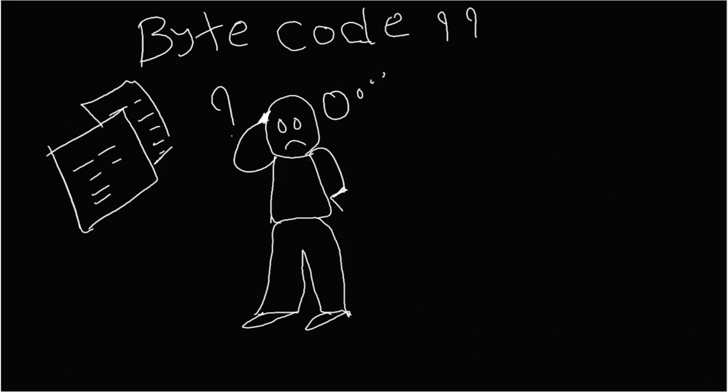So in the last video we have seen how Java works. We also saw that there is something called bytecode which is generated by a compiler and that can be run on any device with the help of the JVM. But what is this bytecode basically? So let's understand this in a bit more detail.